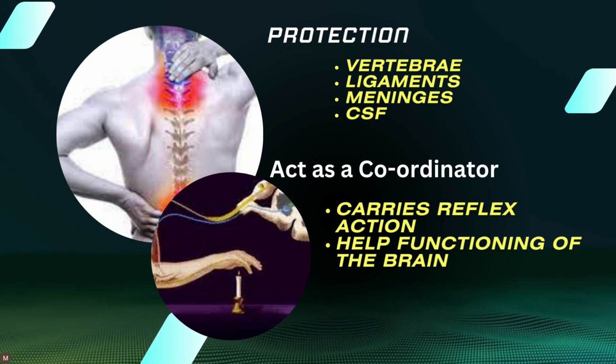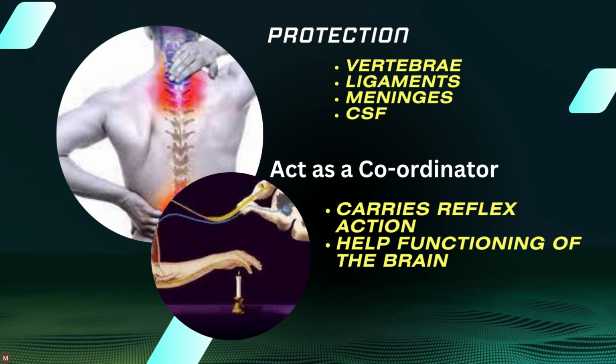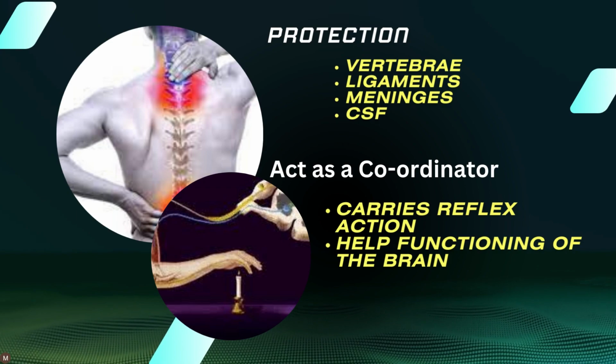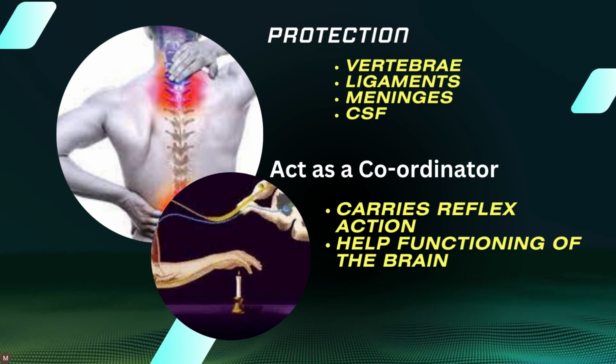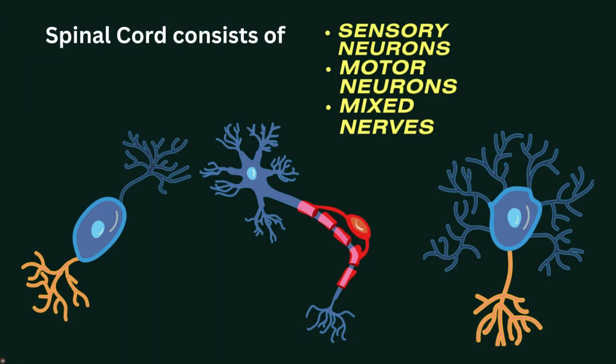Basically, your spinal cord acts as a coordinator which carries the reflex actions from sensory neuron to motor neuron, and it functions to help the brain and its processing. I would like to tell you about the three types of neurons which compose your spinal cord. Number one is the sensory neuron, number two is the motor neuron, and number three is the mixed neuron. All these three types contribute to the function of the spinal cord.